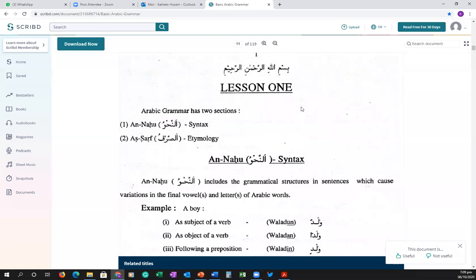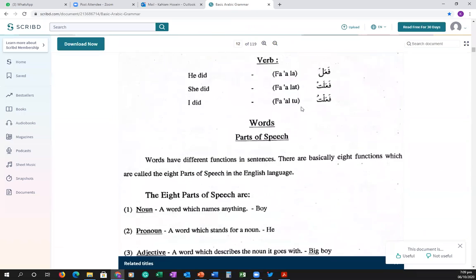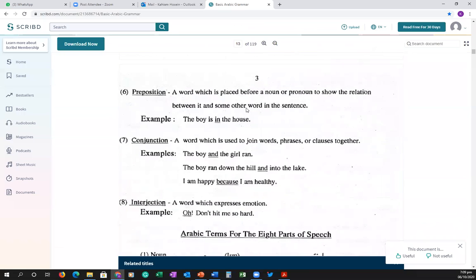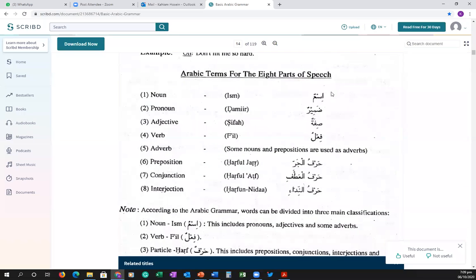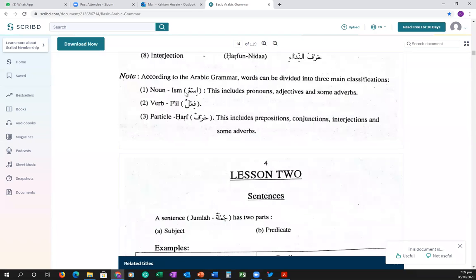So you see the grammar has 2 sections. You have nahu, you have sarf, you have some basic examples. There's a quick review of the parts of speech. Okay. We also have here additionally some Arabic terms for the English parts of speech. Now, these are not the Arabic parts of speech. These are just translation of the 8 parts of speech that they are in English. How many parts of speech do we have in Arabic? 3, ism, fi'l, and harf.